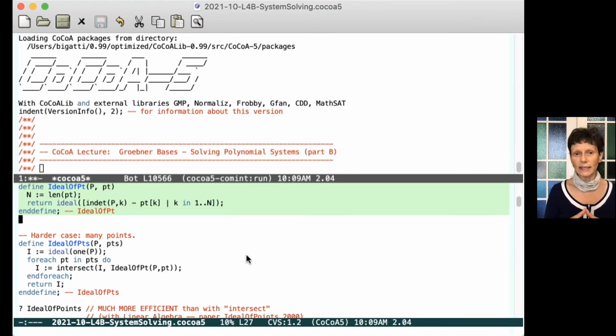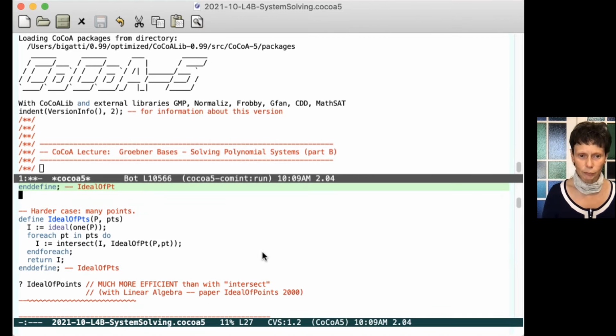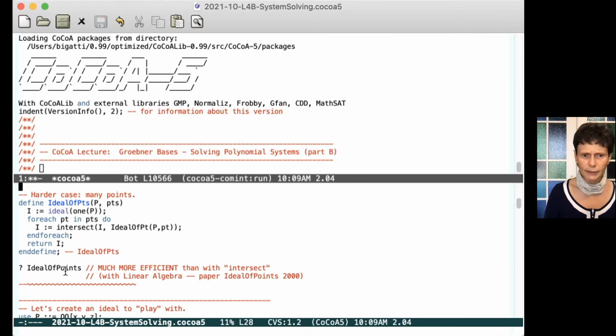But here we are investigating points, and there is a very nice algorithm to compute the ideal of points. You can read more about this in the manual of CoCoA. This is based on a much more efficient implementation that, instead of using intersection, uses linear algebra to compute the ideal of points. We wrote a paper about this, and you can find it in the literature.